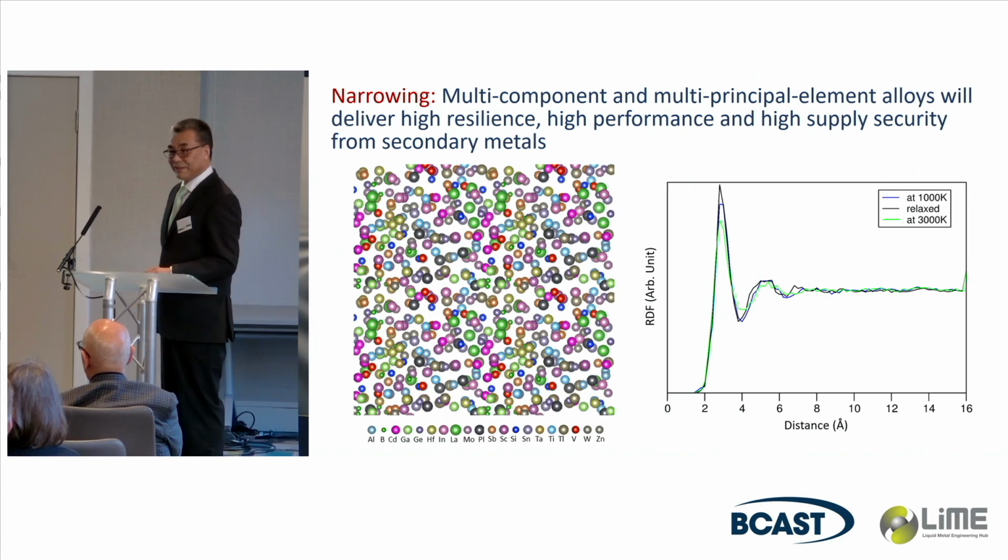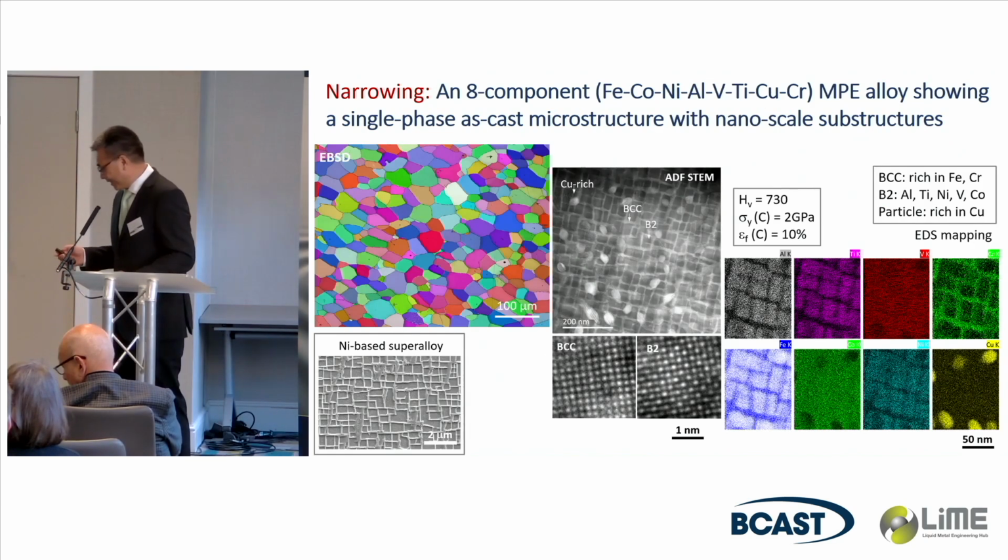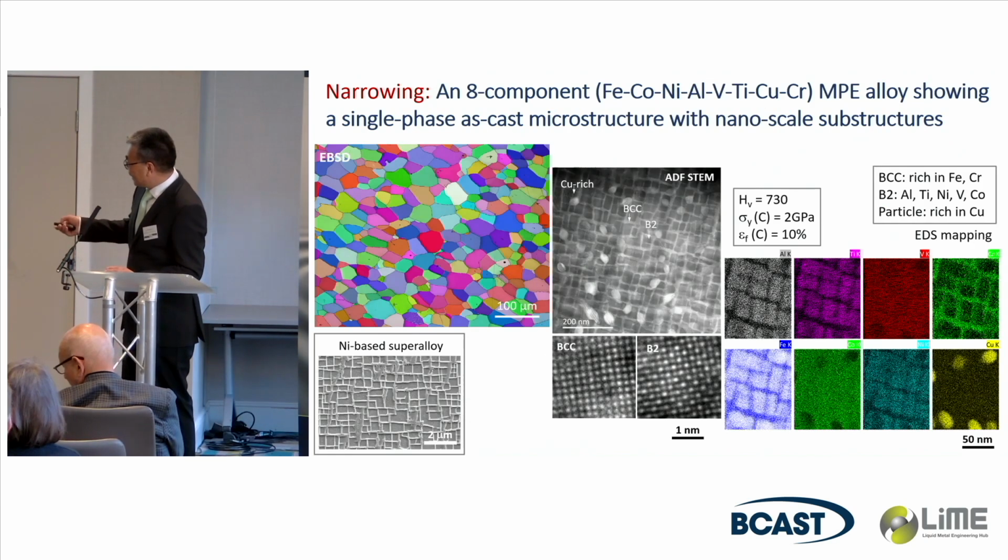Narrowing all this, we found that if you have multi-components, and here we're talking about 20 elements just to illustrate the idea, theoretically, if you process it properly, you get an amorphous material, and that's what we are working on. The other one, you can see earlier, I think a few slides ago, this is the conventional nickel-based superalloy.